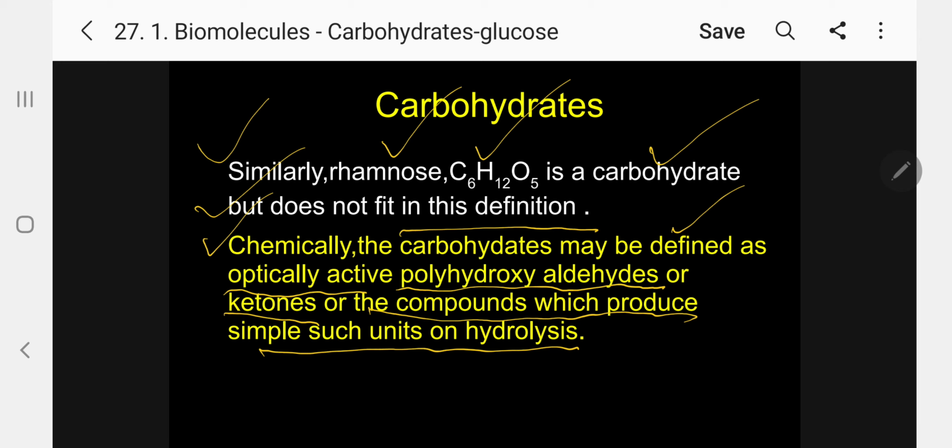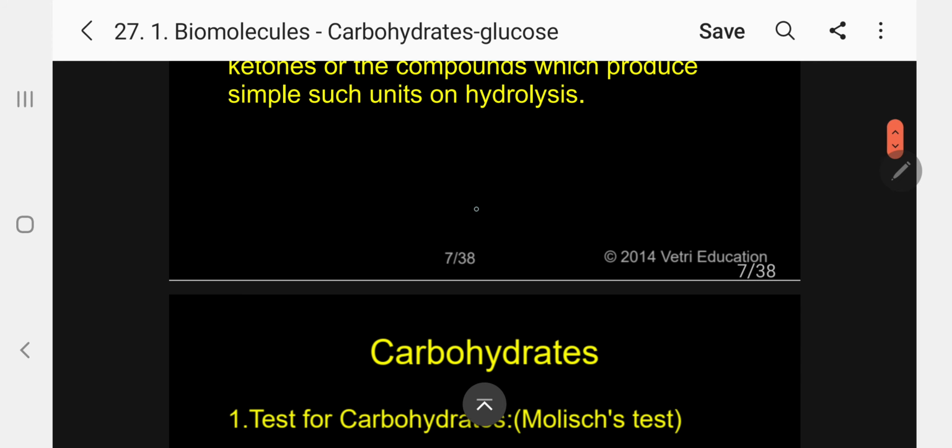So let me repeat again. The carbohydrates may be defined chemically as optically active polyhydroxyaldehydes or ketones. Aldehyde, aldose; ketone, ketose. Or the compounds which produce simple such units on hydrolysis, that is oligosaccharides, polysaccharides. Please follow.